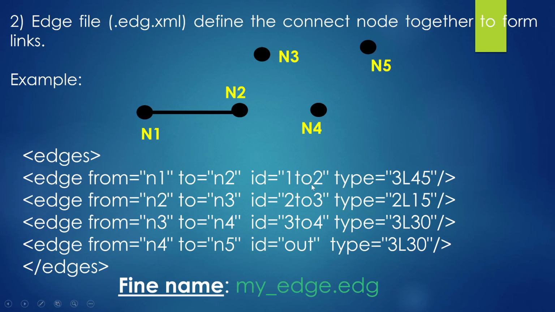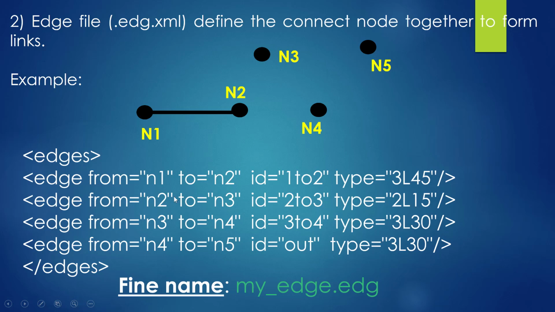The ID, you can give it anything you like. I just call it 1 to 2 in order to remember easily. And as for the type, you could call that anything you want, A, B, C, X, Y, Z, anything you like. I just call it here 3L45 to mention that I want the first edge to have 3 lanes and have a maximum speed of 45 meters per second.